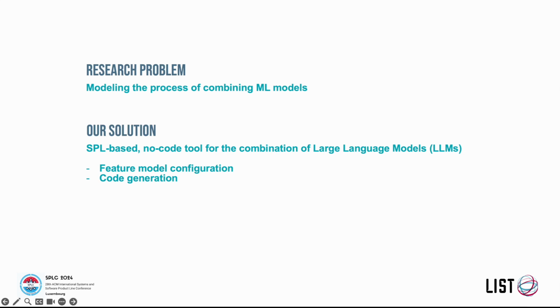And our solution, as we said, is software product line based. It is a no-code tool for the combination of large language models. We focused on this kind of machine learning models, although this can be extrapolated to any other kind of machine learning models. The tool comes with a feature model previously created, and then with a code generation stage, which takes the feature configuration we create from the feature model, and then generates the appropriate code, which is the LLM.